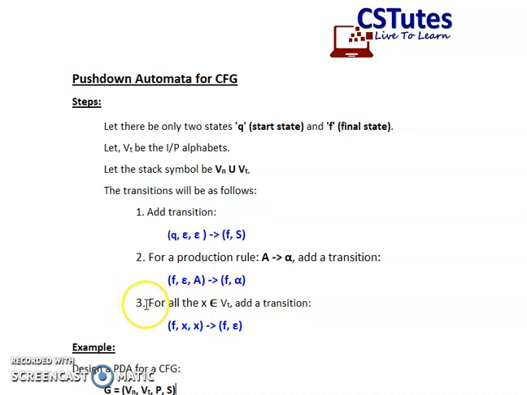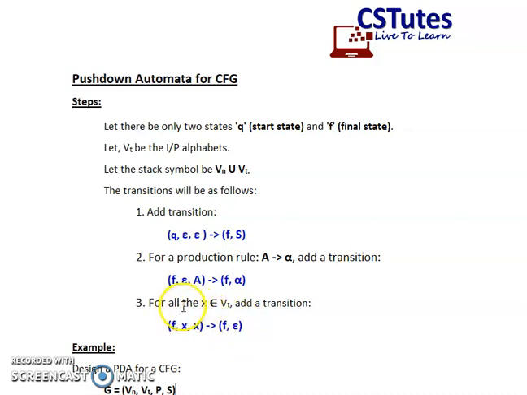Now the third type of transition which you need to add for your PDA is of the form for each and every terminal, so x belongs to the set of terminals. That means for all the terminals that are present in your context-free grammar, you need to add a transition of this particular form. So over here the state is F and there is no change in state, so you will remain in F. And for every terminal, whatever the terminal is, you are going to consider it as an input and as the top of the stack also, and then you are going to replace the top of the stack by epsilon.